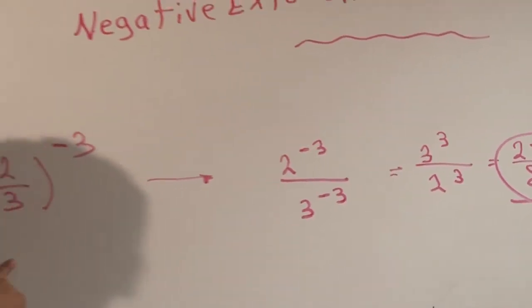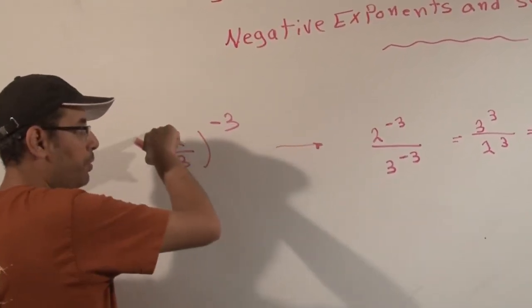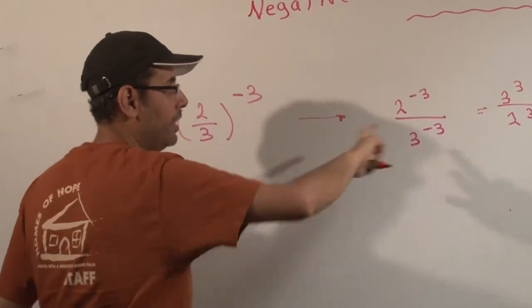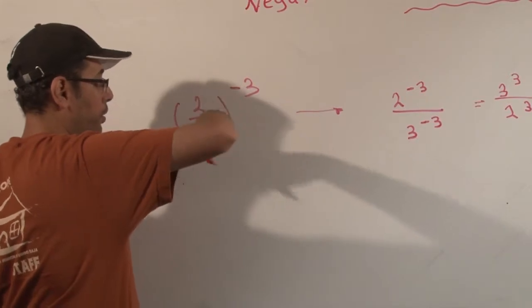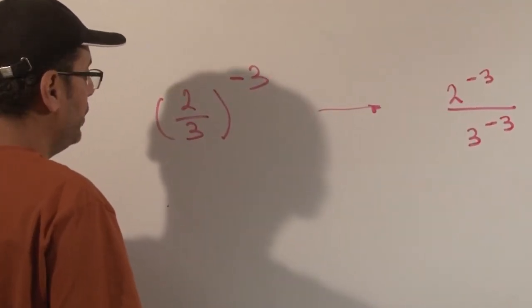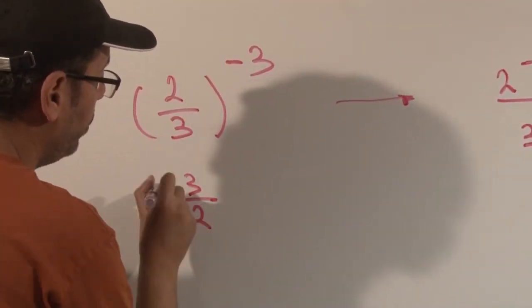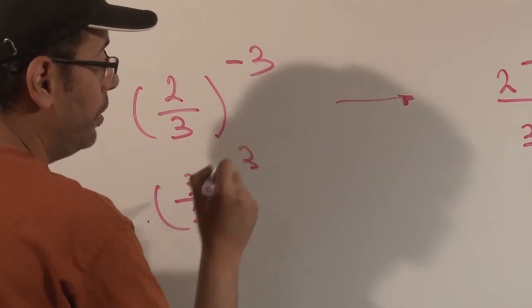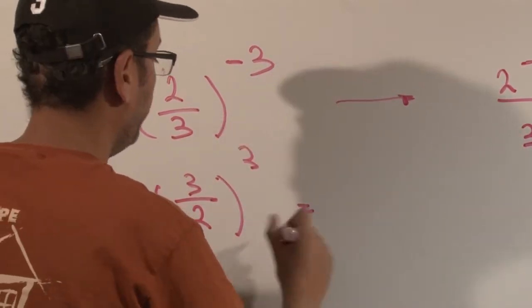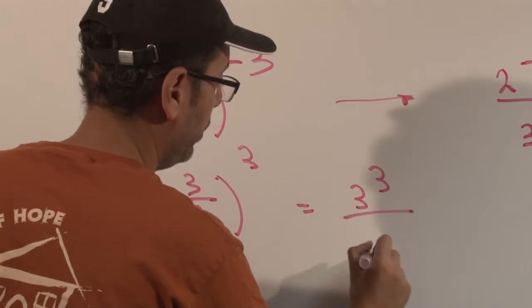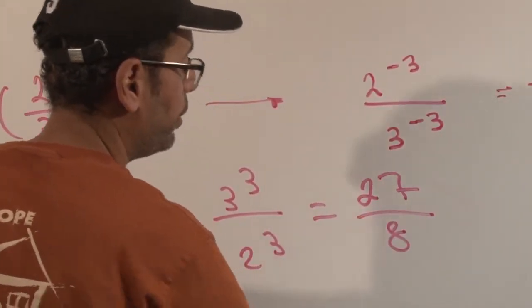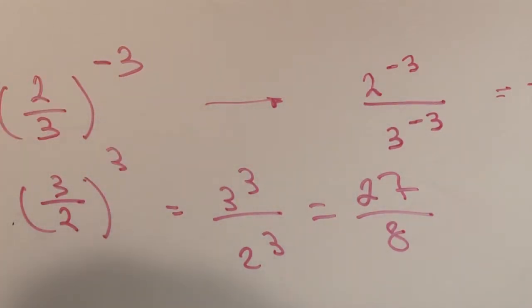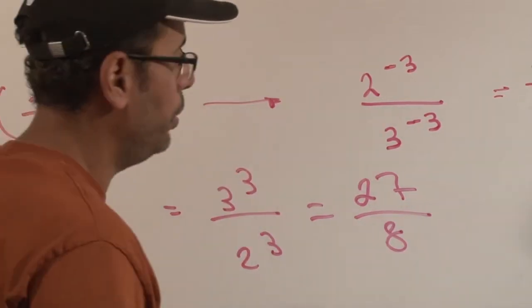The second one says that, okay, you flip first and then distribute the power. So I'm going to change or flip it over first. I make it 3 over 2, power of 3, and then distribute the power. That would give me 27 over 8. 2 steps. I can start whichever way you want.